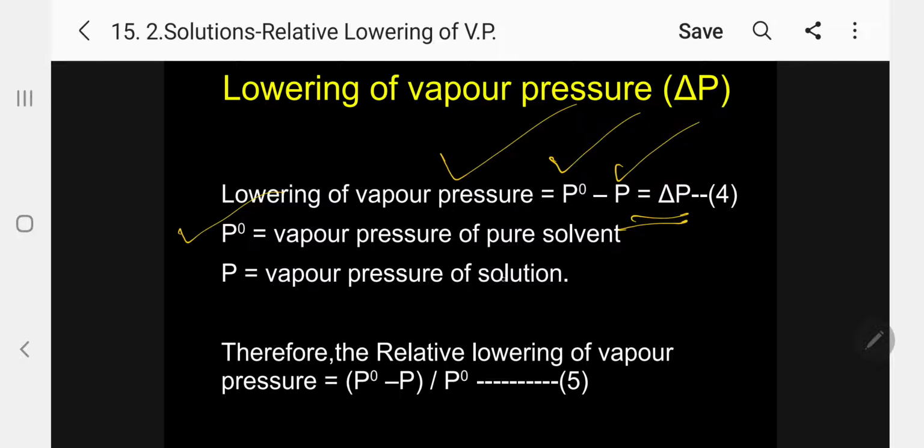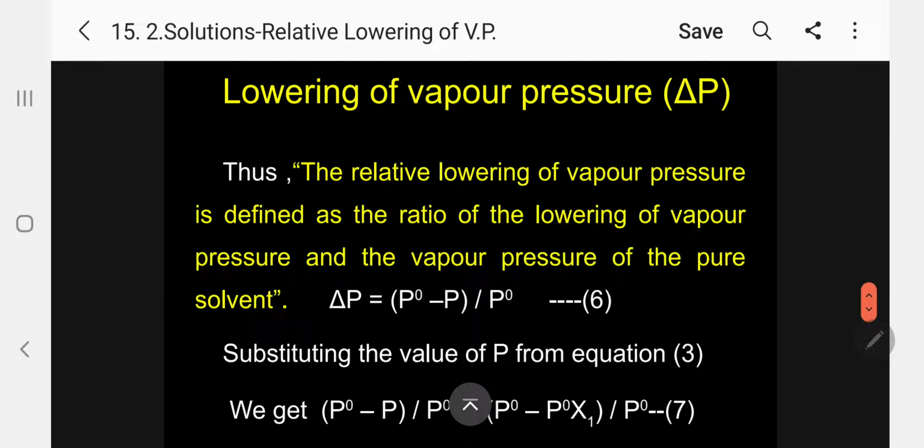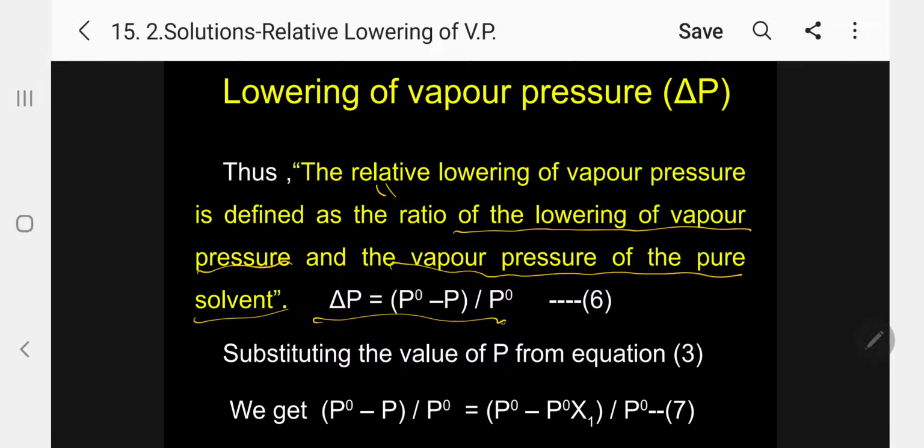So P0, vapor pressure of pure solvent, P, vapor pressure of solution. Therefore, for the relative lowering of vapor pressure, I am dividing by P0. Delta P by P0, so P0 minus P divided by P0, that is called relative lowering of vapor pressure. So I will define now what is relative lowering of vapor pressure. Thus, the relative lowering of vapor pressure is defined as the ratio of the lowering of vapor pressure and the vapor pressure of pure solvent. That is delta P by P0 equal to P0 minus P by P0.